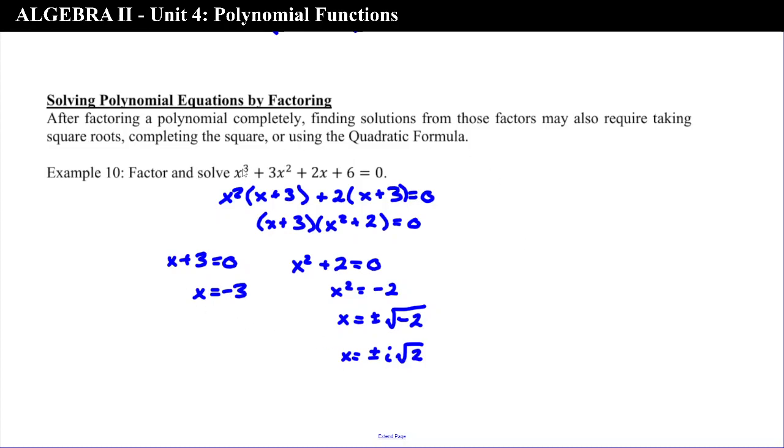The highest degree is 3, so at most we're expecting 3 answers, and 3 answers is what we got. Now, 2 of those answers are imaginary, so keep in mind, if you were to graph this function, you would only see it cross the x-axis one time, and that's at x equals negative 3, because you will not see it cross the x-axis for these imaginary solutions. So it only crosses the x-axis at the real solutions.